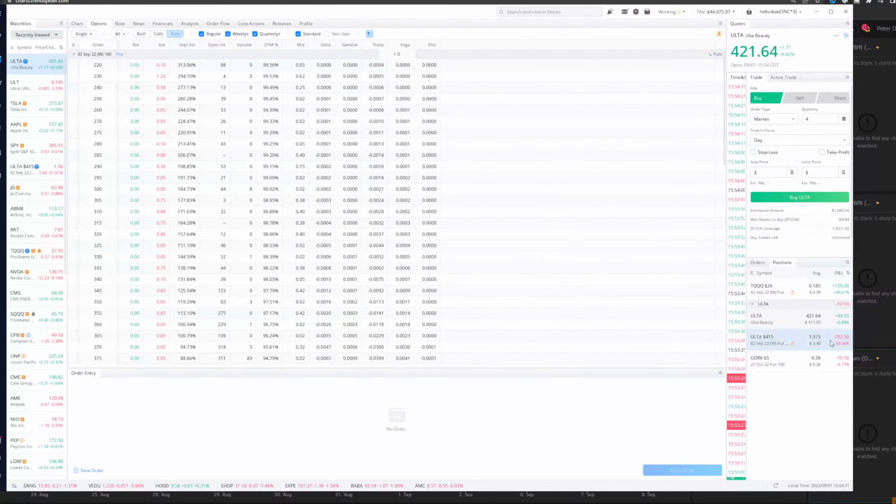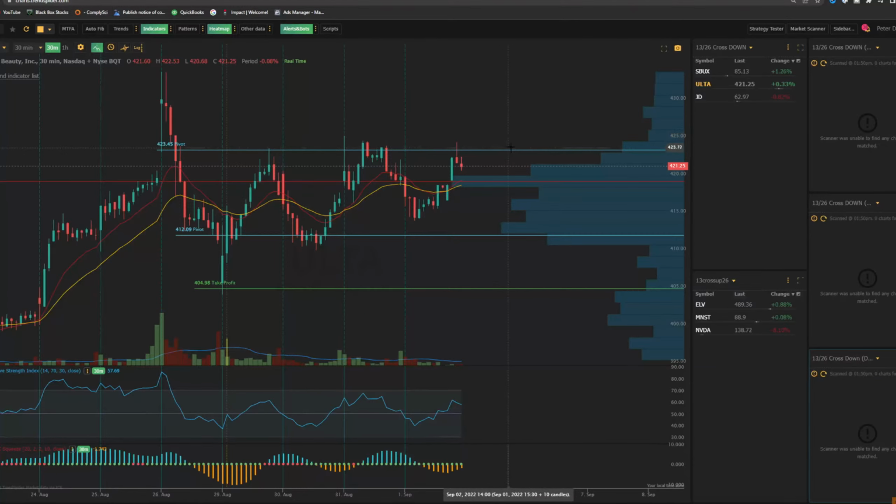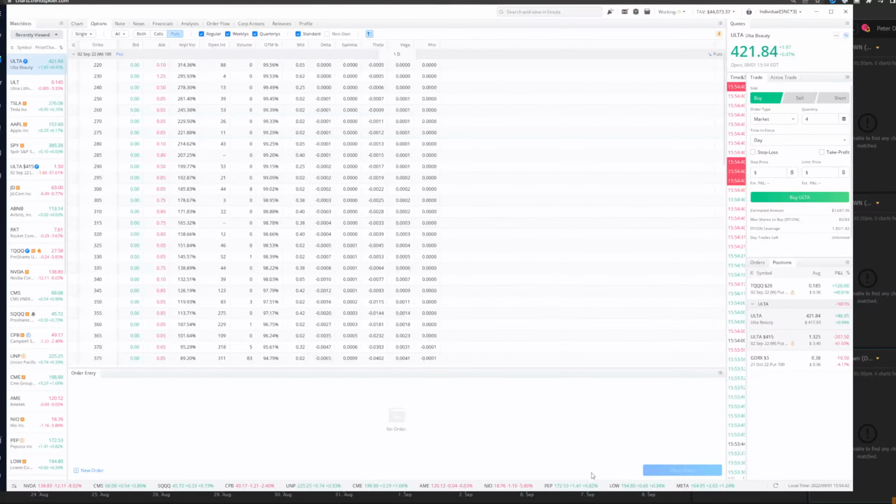So tomorrow, if this thing were to eventually push its way up to 425, I'm going to be selling all the shares I bought up at 425 as that delta gets lower and lower, right? So this is how you would end up hedging out a position in the correct manner.